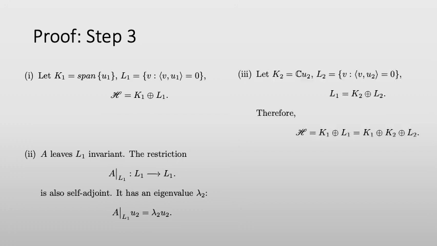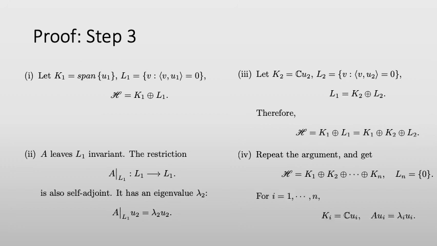L1 also breaks up into a direct sum. It is the direct sum of K2, and the orthogonal complement of K2 in L1. Let's call this orthogonal complement L2. Therefore, the whole space is the direct sum of K1, K2, and L2. Repeat the same argument, and we end up with a direct sum of n components K1, K2, up to Kn. The last orthogonal complement Ln is 0. Each K is the span of a unit eigenvector. These eigenvectors form an orthonormal basis for the whole space. In particular, they are mutually orthogonal by construction. This is the end of the proof.